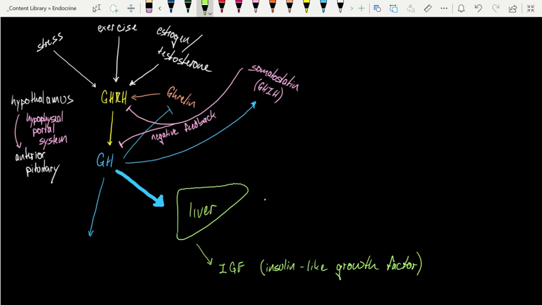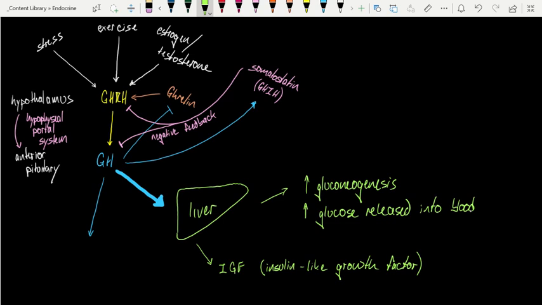And we're going to see a couple of different things. We're going to see an increase in gluconeogenesis. So the liver's actually going to start making more glucose. And this is going to lead to an increase in glucose released into the blood. So growth hormone is one of the hormones that we will discuss that has a significant effect on blood glucose levels. Now, let's take a closer look at what insulin-like growth factor is doing.